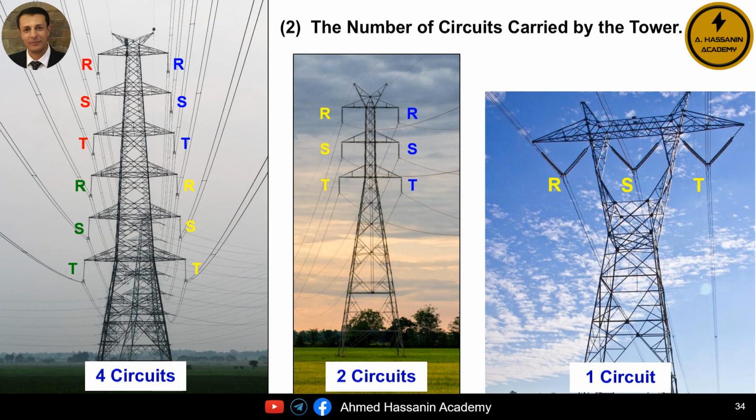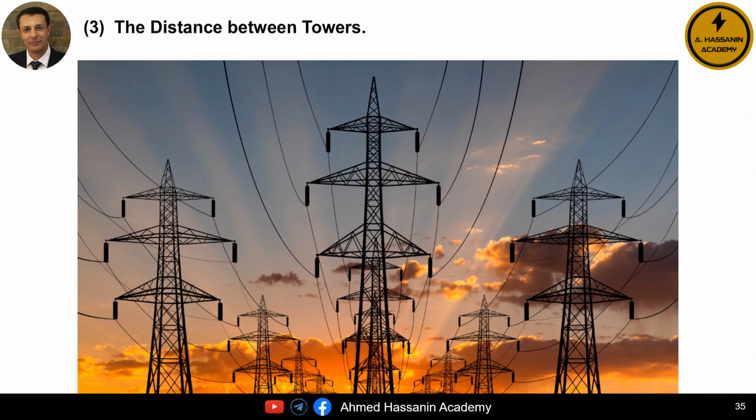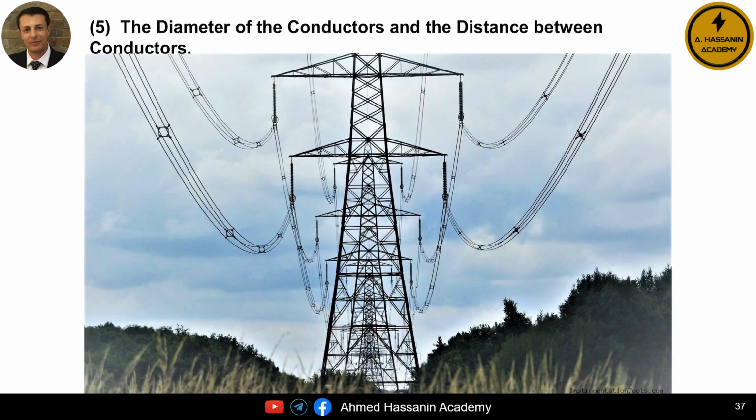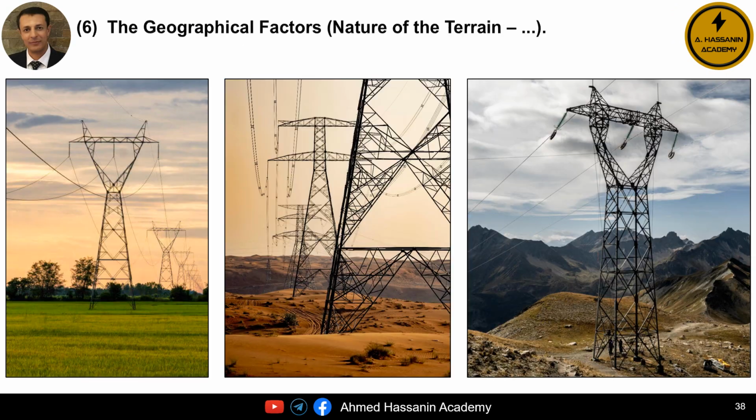Second, the number of circuits that the overhead transmission line tower carries. Third, the distance between the towers. Fourth, the climatic factors that the transmission line is exposed to, such as wind, floods, snow, and so on. Fifth, the diameter of the conductors and the spacing between them. Finally, the geographical factors, such as the nature of the terrain.